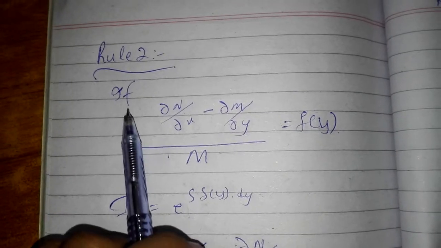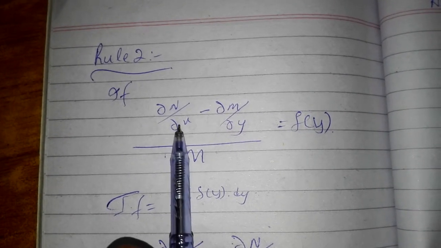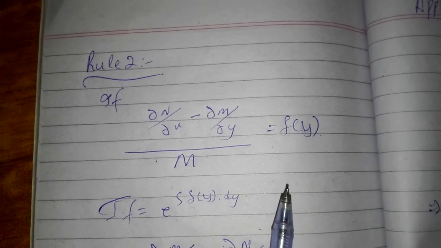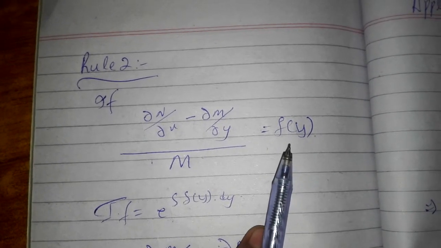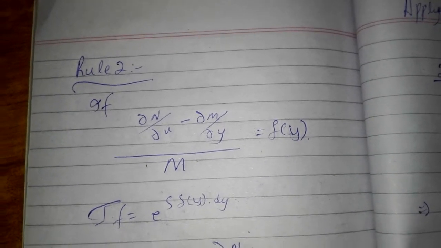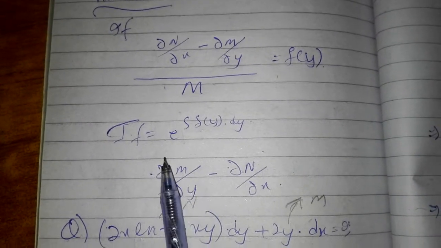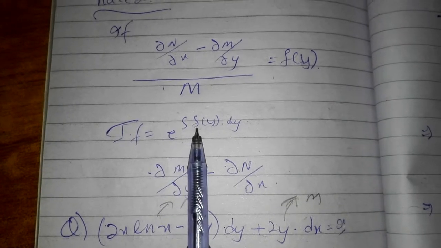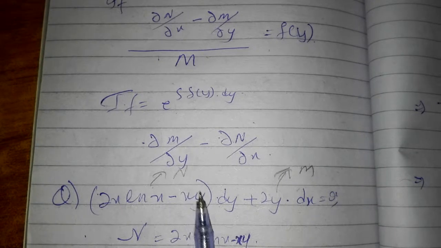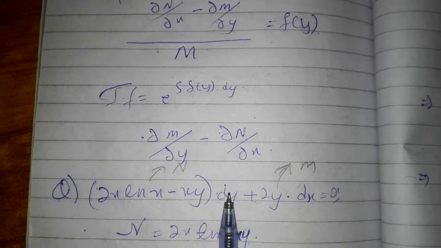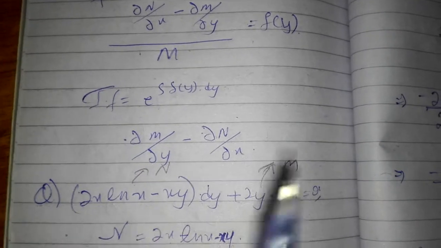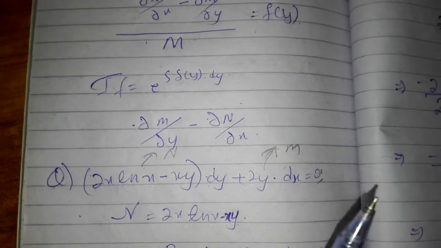In rule number 2, if (∂N/∂x − ∂M/∂y)/M is equal to a function of y, f(y), then the integrating factor would be e to the power integral of f(y) dy. Again, this integrating factor would be multiplied by the first equation.